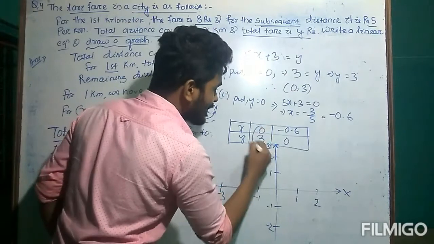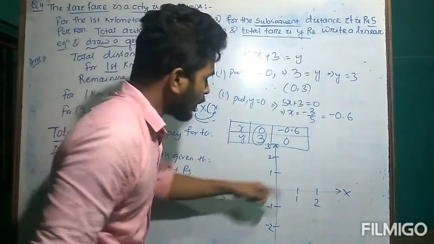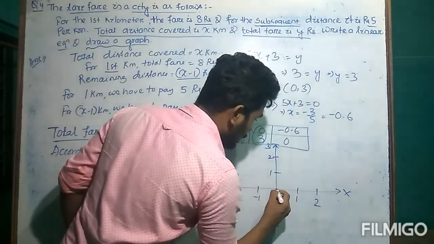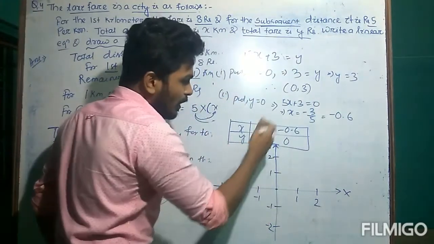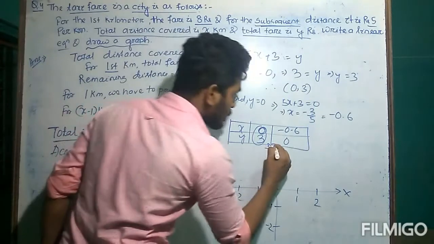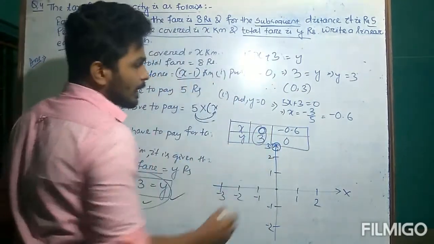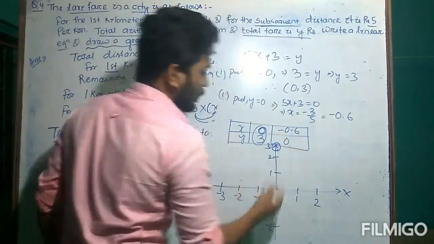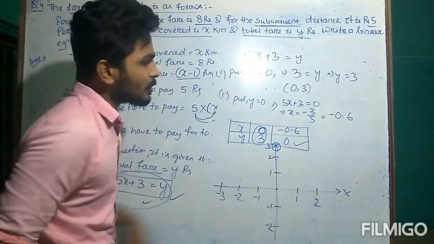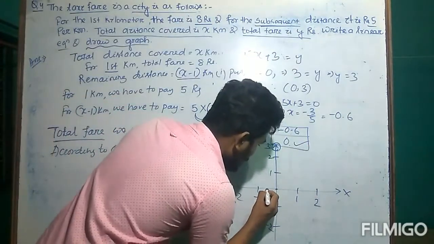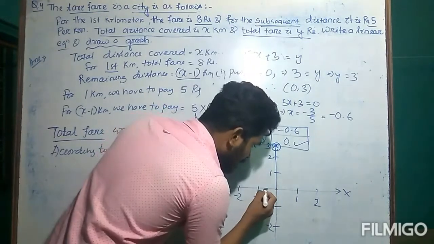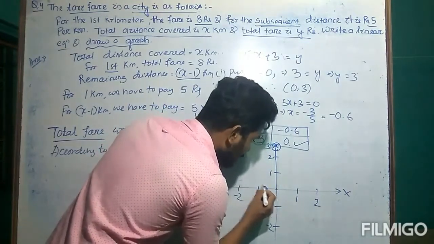Next, you have to represent the point (0, 3) on the Cartesian coordinate system. So (0, 3): x coordinate 0 means this point should lie on the y-axis. So this point is (0, 3). Then (minus 0.6, 0): y coordinate 0 means it should lie on the x-axis. So this is minus 0.5, and this is minus 0.6.